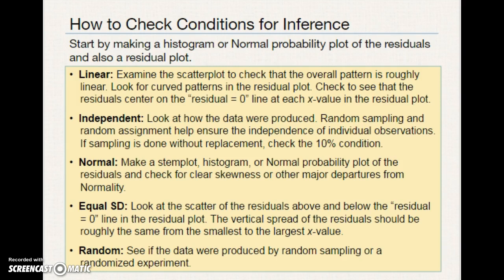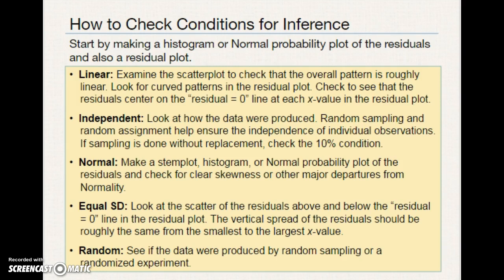Independent, it's again looking at how the data was produced. So random sampling and random assignment help to ensure independence. If you were unable to do that, where it says it's done without replacement, we check that 10% condition. The normal condition, again, that's why we make the histogram. You can make a stem plot, that's not done on your calculator, or a normal probability plot. You're just, again, looking for major skewness and outliers. That's your way of checking normal. We've done that before.